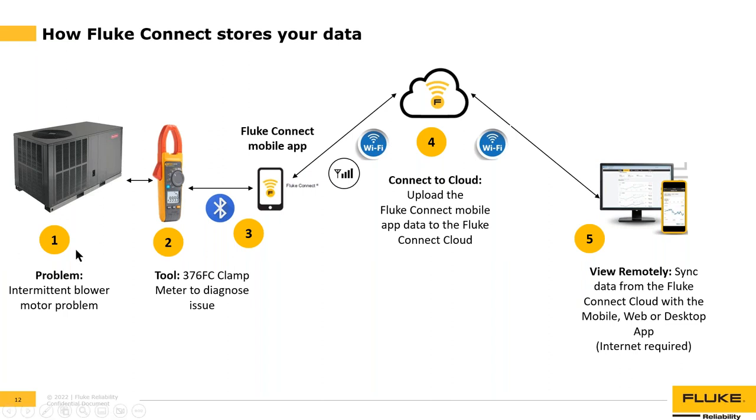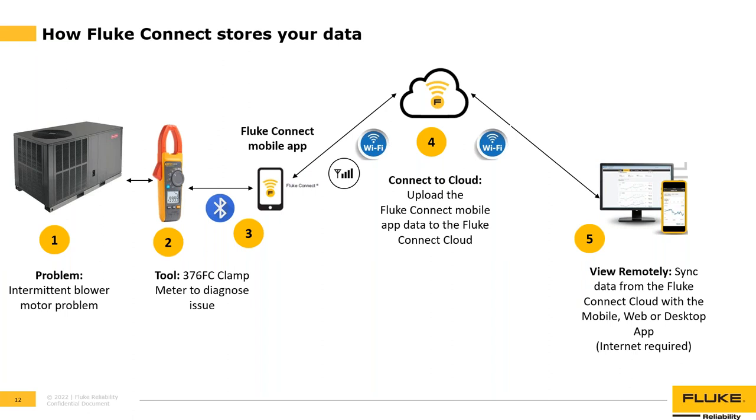And step number one, let's say you have an intermittent blower motor problem with a rooftop HVAC package unit. So in step number two, you've grabbed your 376 FC clamp meter to help diagnose the issue, and you connect it to the blower motor. In step number three, the 376 FC clamp meter communicates the readings to the Fluke Connect mobile app here via a Bluetooth connection. Then in step number four, the Fluke Connect mobile app will upload the readings to the Fluke Connect cloud where they are permanently stored.